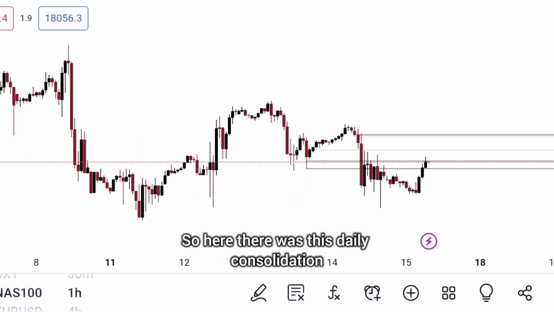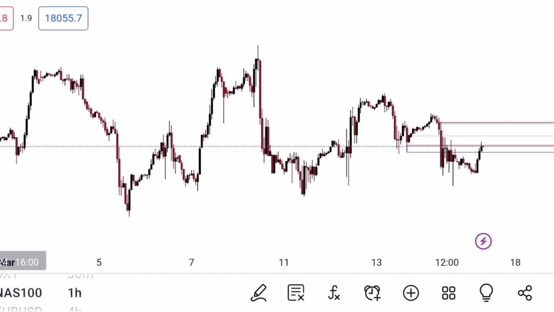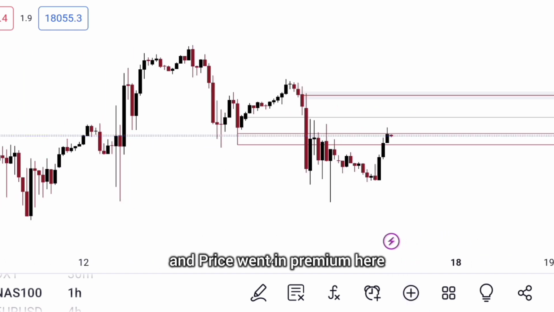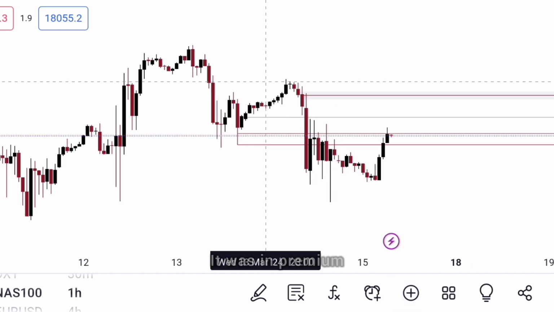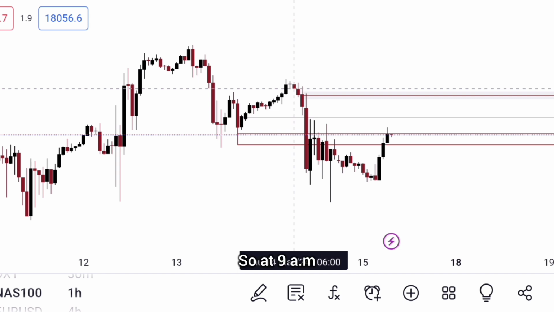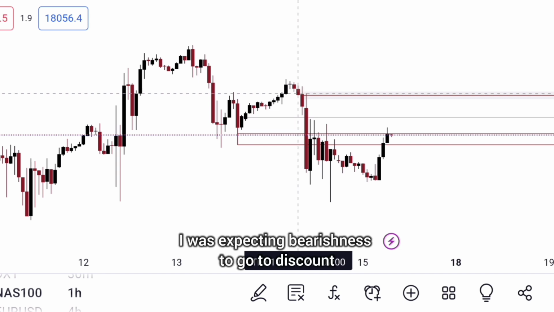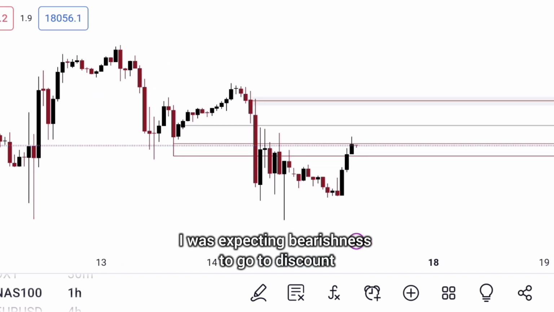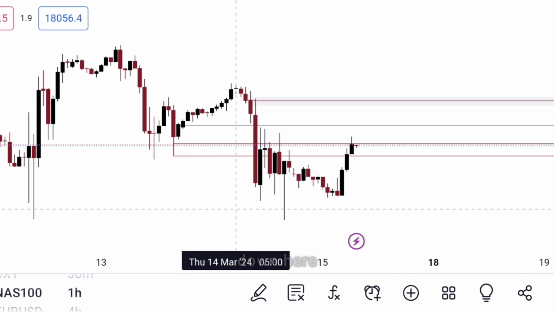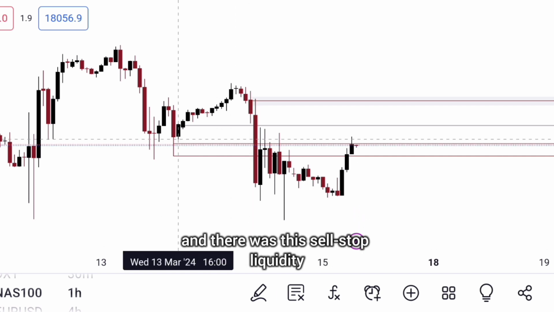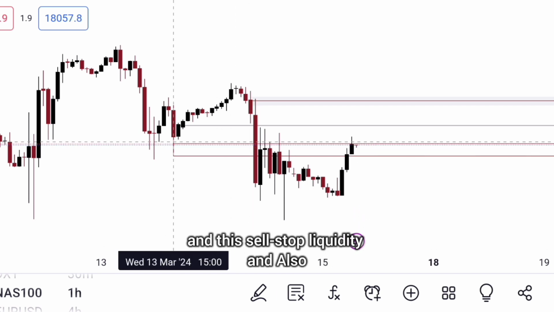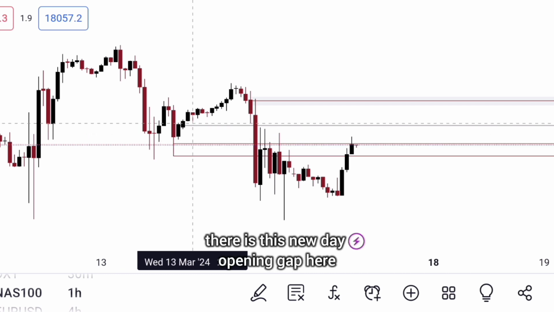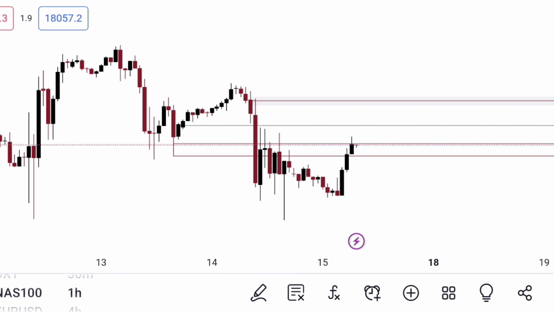So here there was this daily consolidation and price went in premium here. It was in premium, so at 9 a.m. I was expecting bearishness to go to discount down here, and there was this sell stop liquidity and this sell stop liquidity, and also there is this new day opening gap here. So let's go in lower time frames.